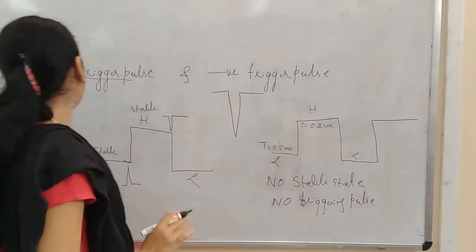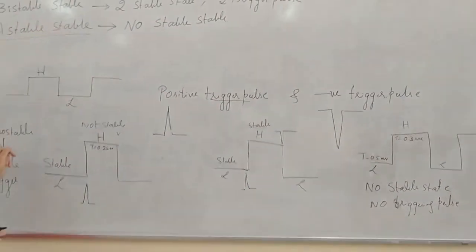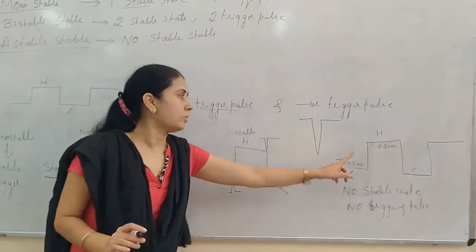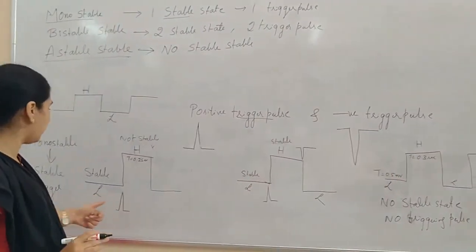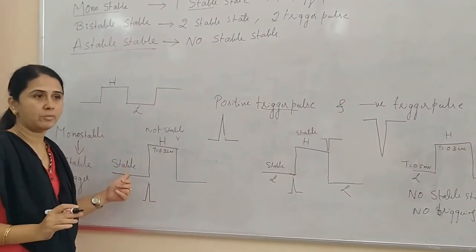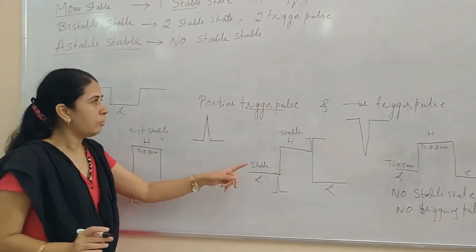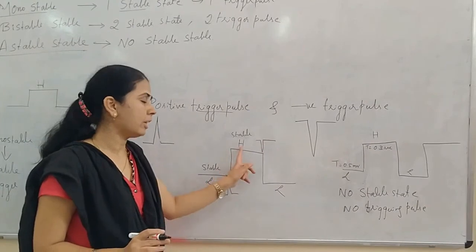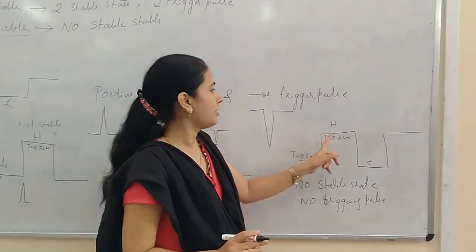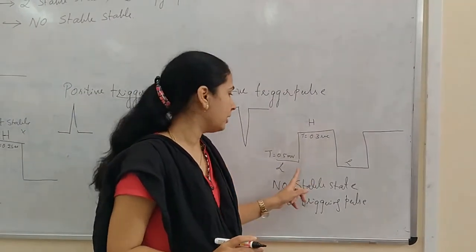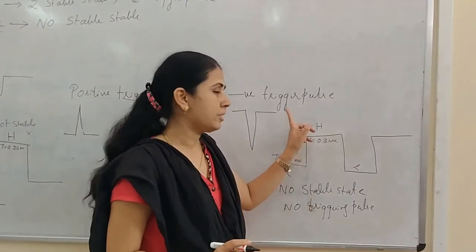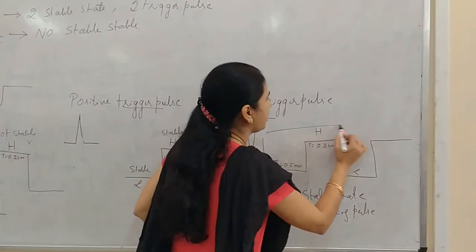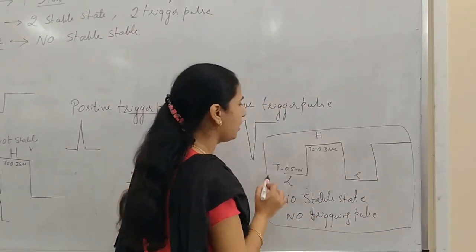So these are the three types of multivibrator. One is monostable, second one is bistable, and the third one is astable. Monostable requires one triggering pulse to make a transition from low to high. Bistable requires two triggering pulses to make a transition from low to high as well as high to low. And astable multivibrator does not require any triggering pulse to make a transition from either high to low or low to high. Such a type of circuit is called an astable multivibrator.